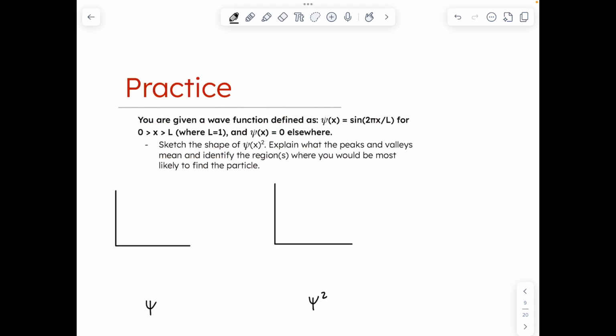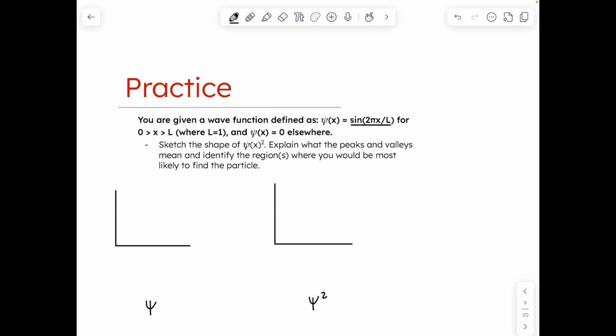All right, so here's a practice problem to help you get comfortable with this idea of wave functions versus probability density. You're given a wave function defined as this equation, and it's asking you to sketch and interpret drawings of both the wave function and primarily the probability density. I'll give you a second to do it on your own, and then I'll walk you through the steps and what we're looking for here.